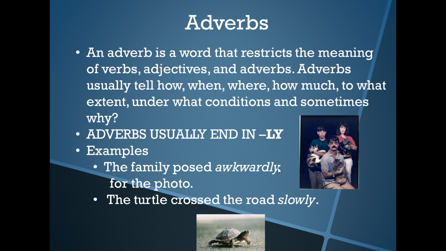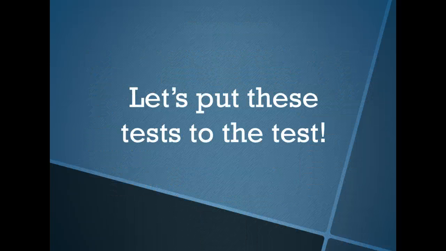Example 2, the turtle crossed the road slowly. How did the turtle cross the road? It crossed the road slowly. Slowly, therefore, modifies how the turtle crossed the road, making it an adverb. Let's put these tests to the test.